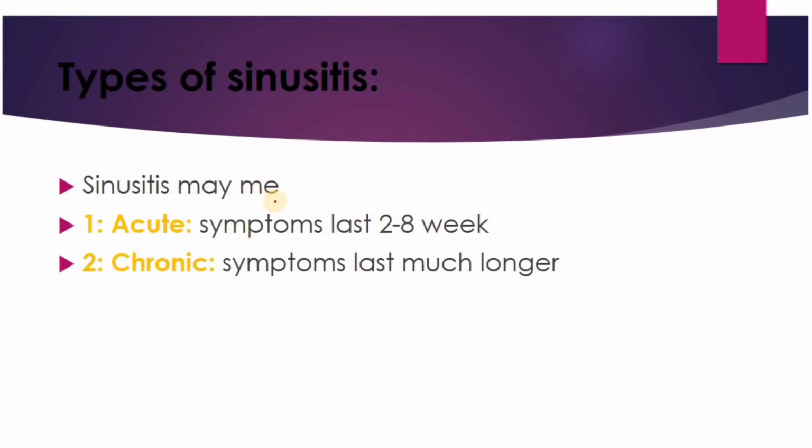Now the types of sinusitis. Basically there are 2 types of sinusitis: acute sinusitis and chronic sinusitis. Acute sinusitis symptoms last 2 to 8 weeks. So this is acute sinusitis. And chronic sinusitis symptoms last much longer. So these are the types of sinusitis.